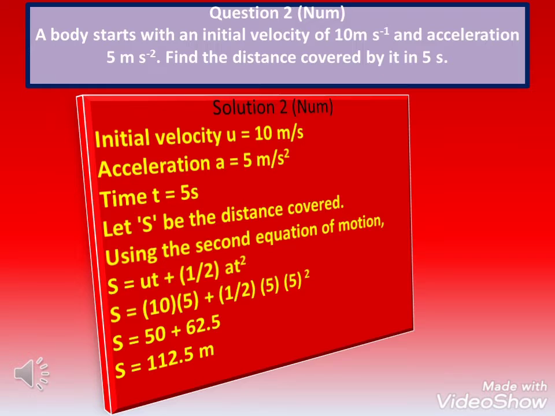Question number 2. A body starts with an initial velocity of 10 meter per second and acceleration 5 meter per second square. Find the distance covered by it in 5 seconds.